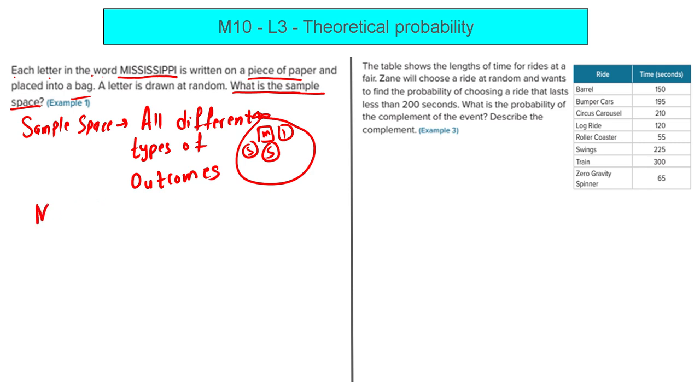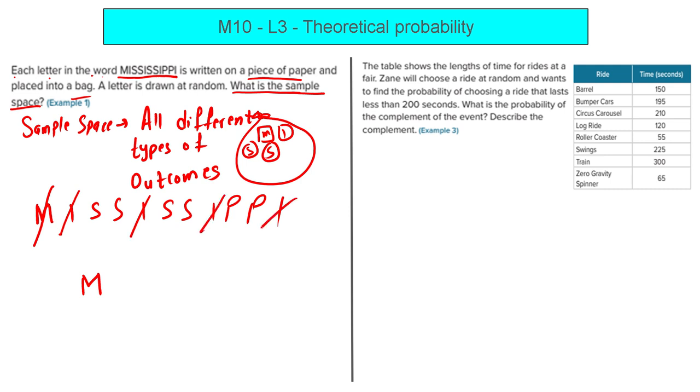Now in the Mississippi, M-I-S-S-I-S-S-I-P-P-I, how many different letters are there? First I have M. So M is one of my sample space. Then I have I. I will cut all the I's because once you have taken the I, you cannot repeat it. Next is S. So I will cut all the S that I see. And finally what is left? The P. I will cut all the P's. So this is the sample space. Okay, M-I-S-P.